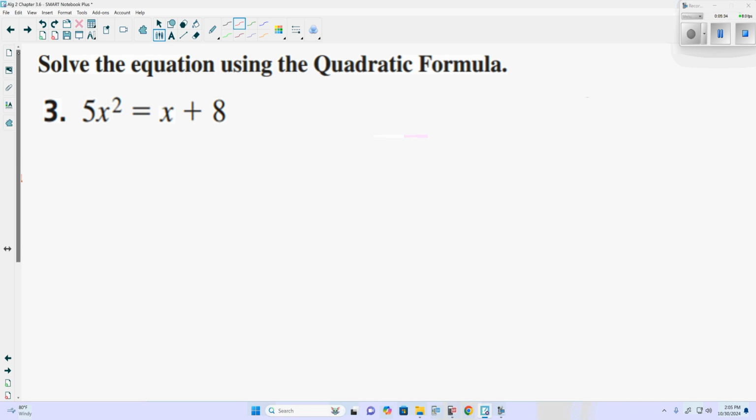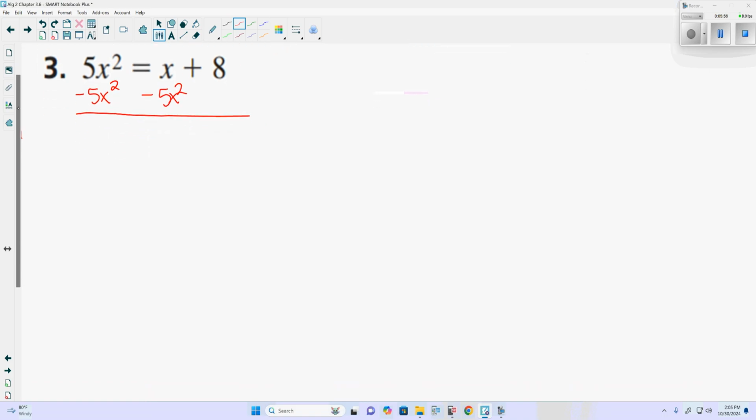All right. Looking at this, to use the quadratic formula, we need to get this equation equal to 0. What can we do to get this equation equal to 0? We can indeed subtract 5x squared from both sides. So we get 0 is equal to negative 5x squared plus x plus 8.